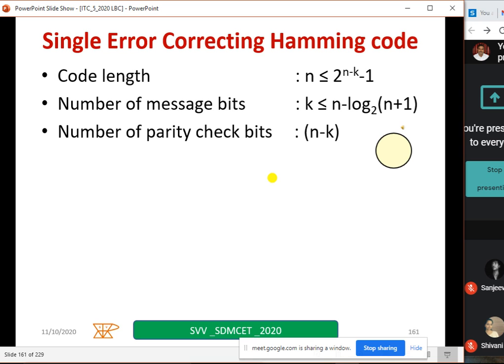This slide everyone has to copy, because based on this only we are going to solve some problems. For example, code length n should be less than or equal to 2 raised to n minus k minus 1. K should be less than or equal to n minus log base 2 of (n plus 1). And the number of parity check bits should be n minus k. So if you remember these three lines, then it will be easy to solve any given problem.